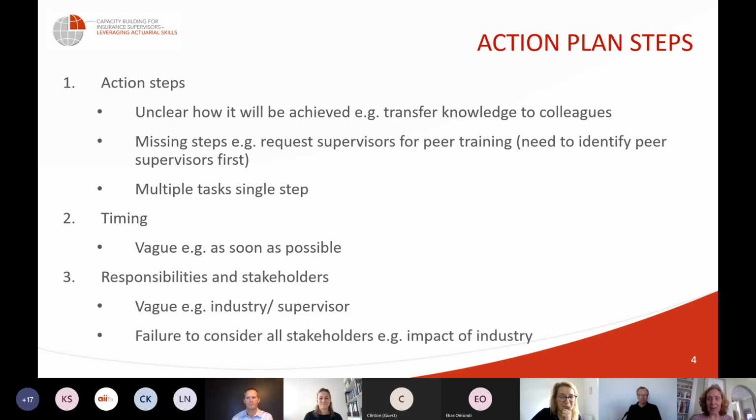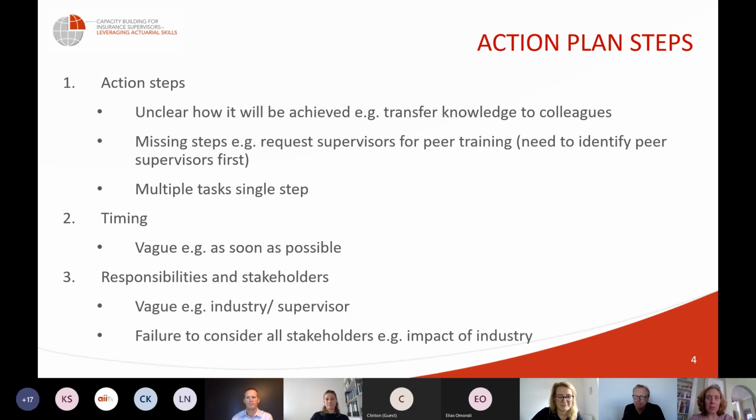Sometimes the responsibilities are a little bit vague. So we just list things as "the industry" or "the supervisor." We probably need to know which departments we're working with. Is it the life insurance market? Is it the long-term insurance market? And then we need to consider all stakeholders. So most of the time we're just considering what the industry and the supervisor are doing, but think about this, and it will help you to determine how this is going to make you a better supervisor.